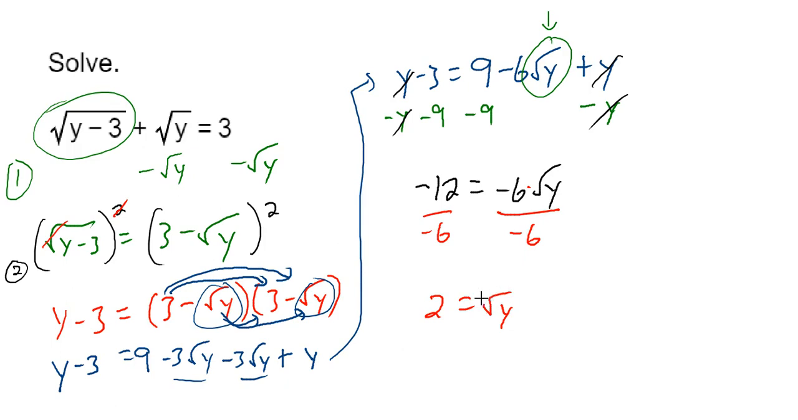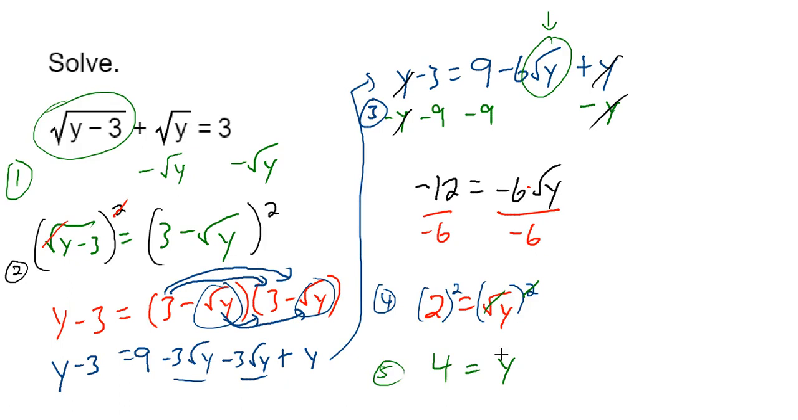Now to get rid of this square root, I guess I lost my steps here. Step 3 was to isolate this square root. Now that I have, step 4 is to square both sides again. So I'm going to square the left-hand side, square the right-hand side. This power of 2 cancels out this square root, leaves me with just y. And on the left-hand side, 2 squared gives me 4.